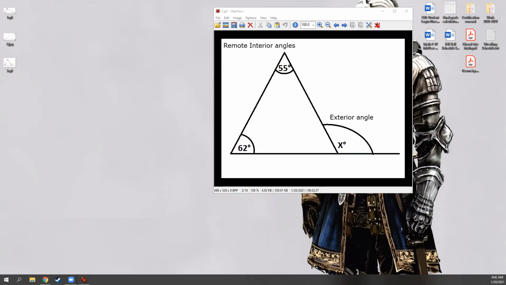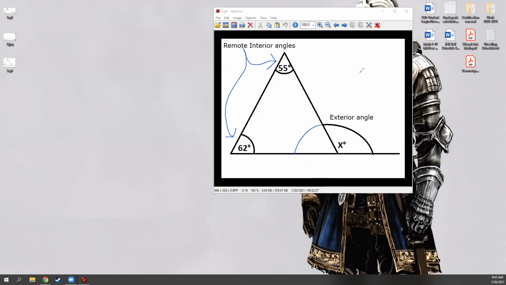And they are, do I want to draw it? Yeah, I'll draw a line to it. So your remote interior angles are going to be this guy and this guy. They're the two angles that are away from the exterior angle. There is an angle right here, but that one is not remote, is it? It's right next to it. And frankly, that actually kind of makes it easy. This angle and this one are two angles on one line, which means they're supplementary. They add up to 180.